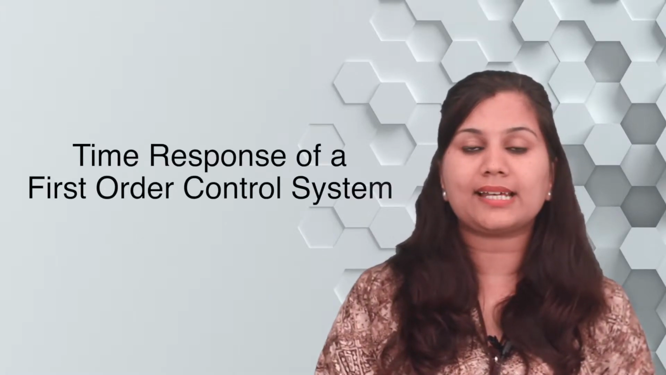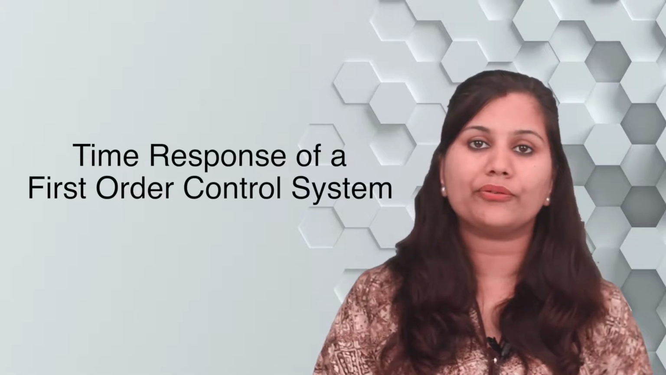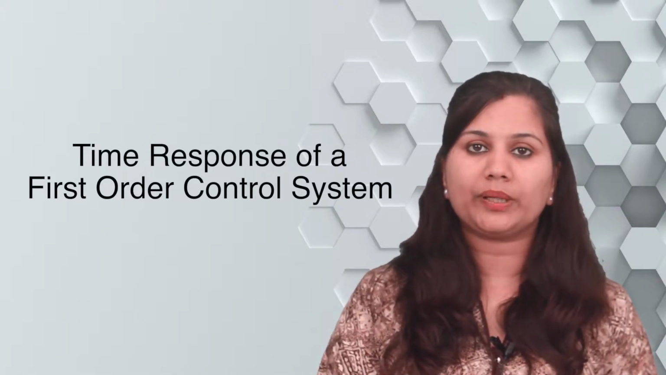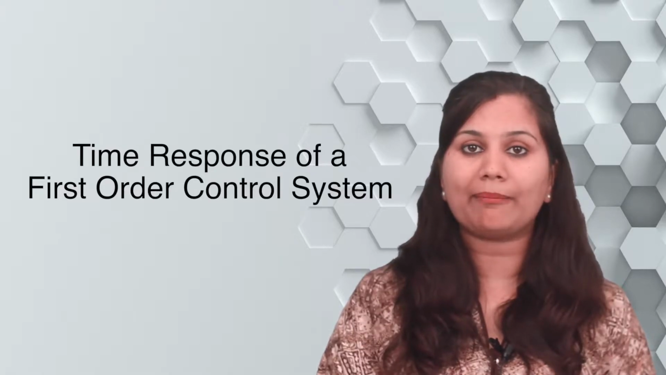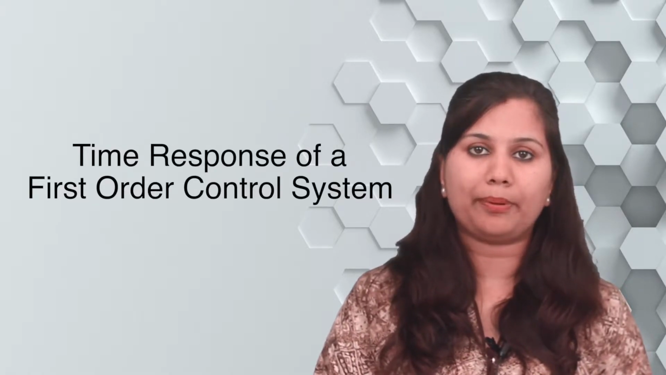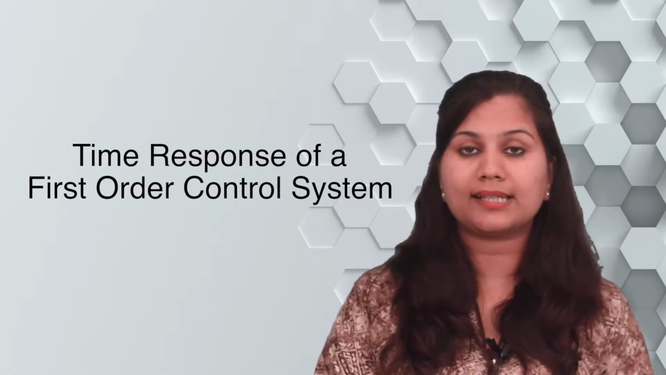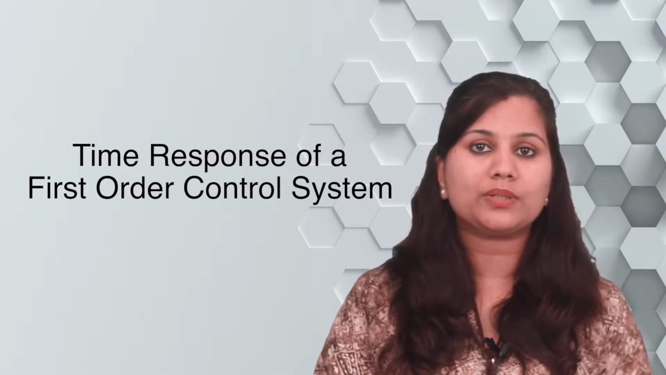Friends, in this video we will study the time response analysis of a first order control system when the input is a unit step function, a unit ramp function and a unit impulse function. That is, for all the three input test signals we are going to find out the time response of a first order control system. So let's start with our topic.